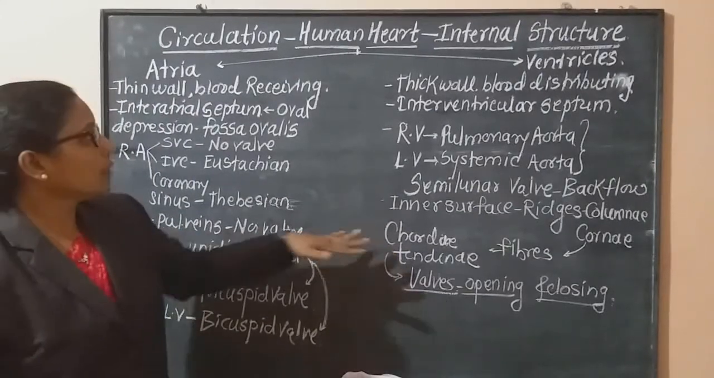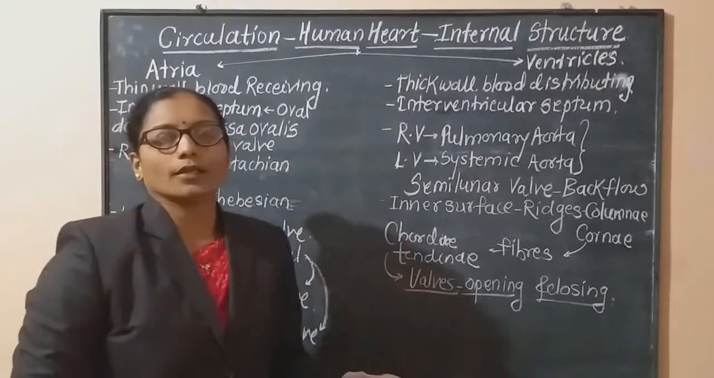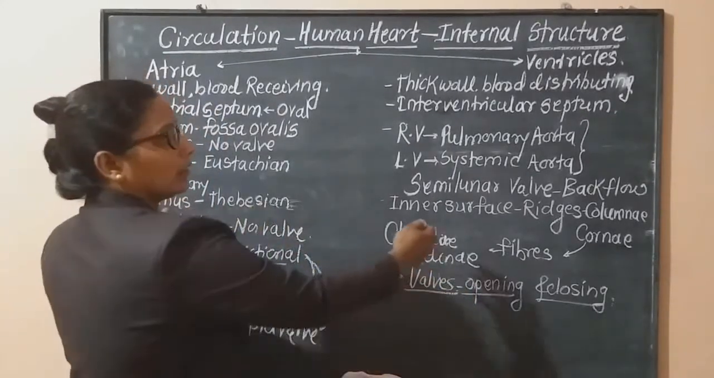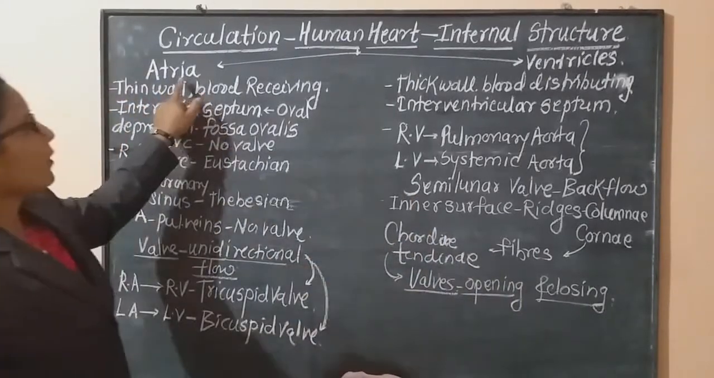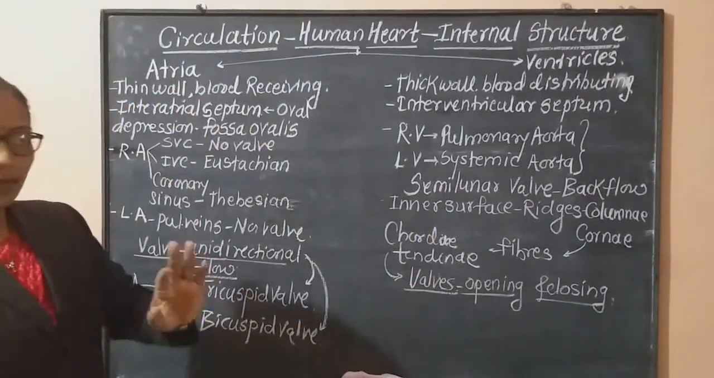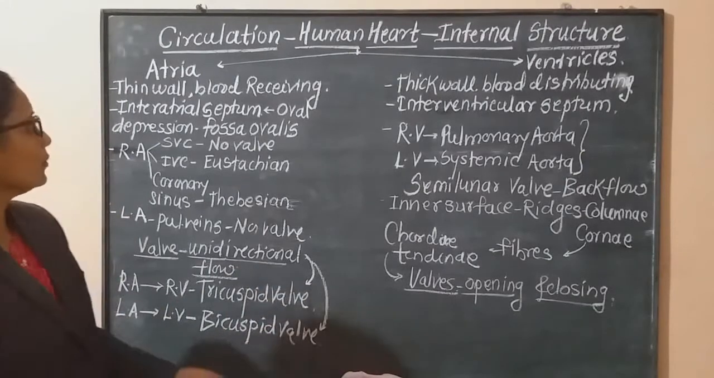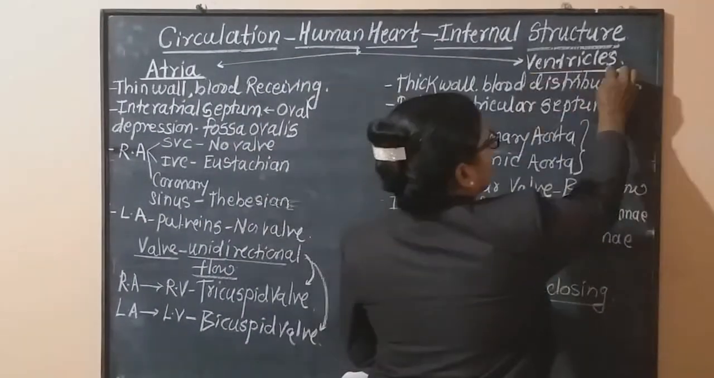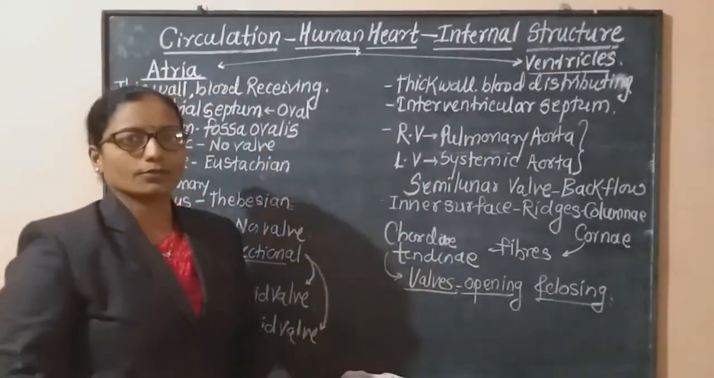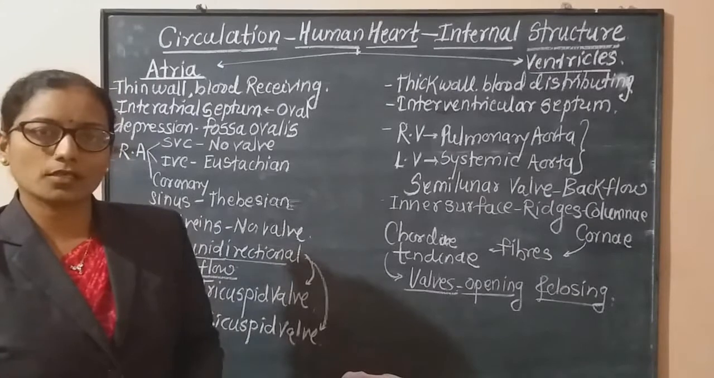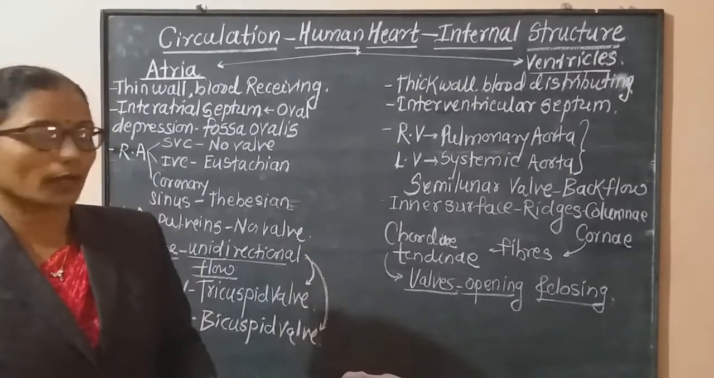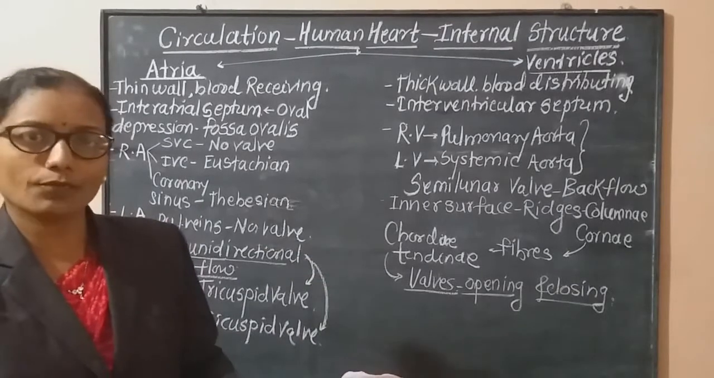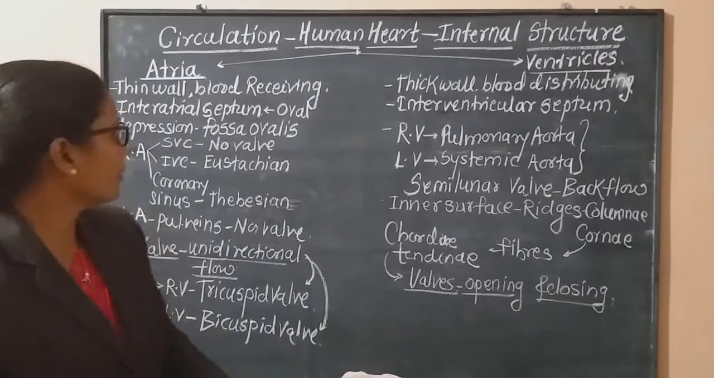Now these are the points included in the internal structure. First we see it theoretically, comparing the atria and ventricles; diagrammatically we will see it soon. These points may be asked for comparison or to differentiate between atria and ventricles. If you remember these points, you can easily describe the internal structure of the human heart. Let us just revise it.